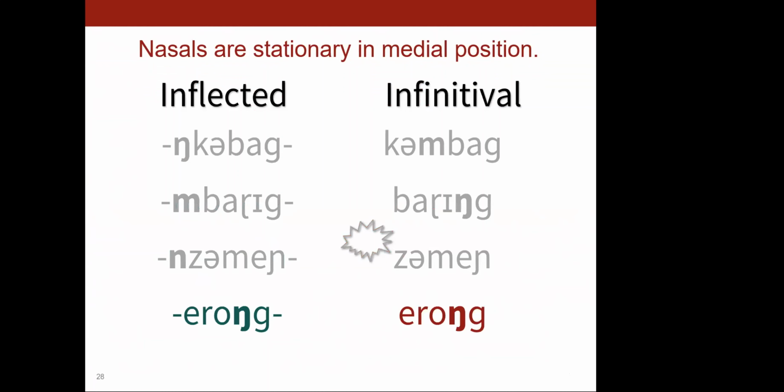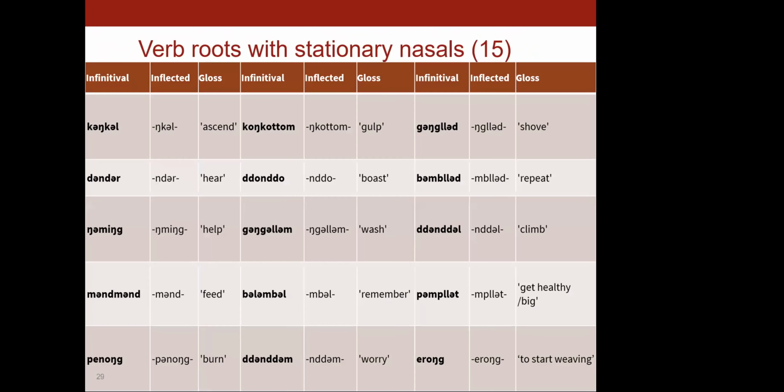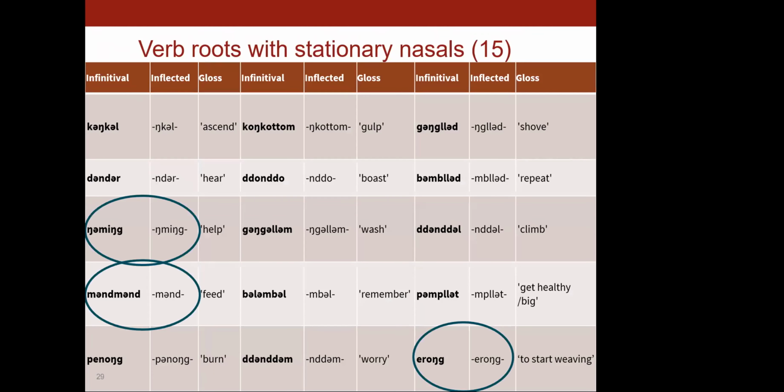If, however, a verb with only one obstruent has that obstruent in a non-root initial position, then the nasal is actually going to remain in place, and it doesn't actually look like it's alternating, right? So the only obstruent that this nasal segment can precede is this velar G, and even in the inflected form, it's still the leftmost obstruent that it can precede. Here are 15 verb roots that feature these kinds of stationary nasals. They come in two types.